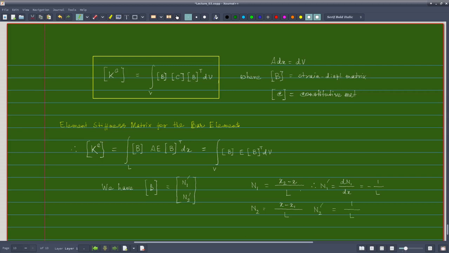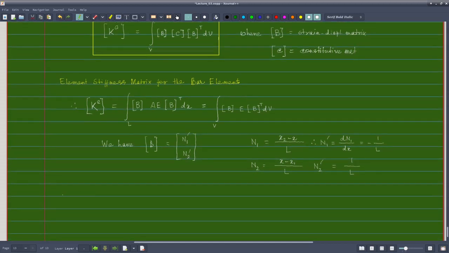So now let us put these values in the element stiffness matrix equation. Therefore, I'll get K matrix of the element as the integration over the length of this matrix. So I have minus 1 upon L and 1 upon L into AE into minus 1 by L, 1 by L, right, dx. So integration of dx is x, and over the length L it will be just L, right?